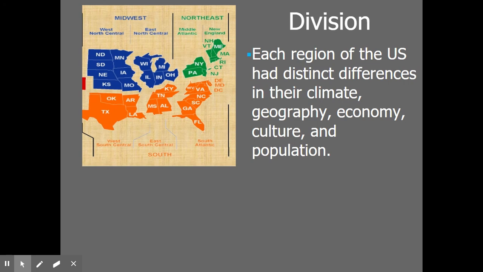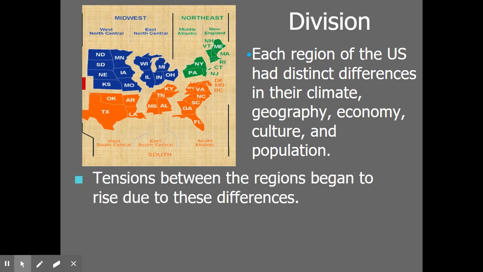And you guys know from the beginning of the year when we talked about regions that the states that are together in a region have things in common, and those are things that generally make them different from states that aren't in their region. So we're talking about differences between climates, physical geography, economies, culture, and even populations. And these differences begin to create tensions between the regions.